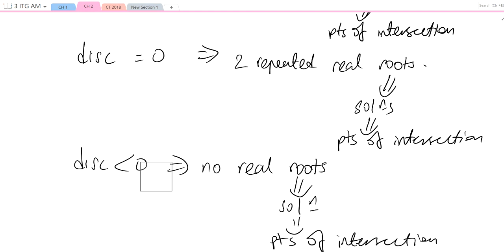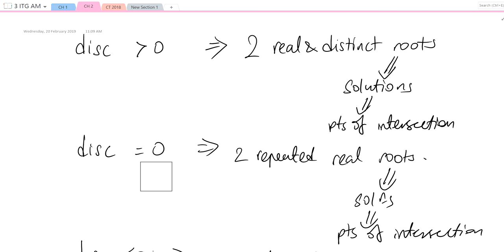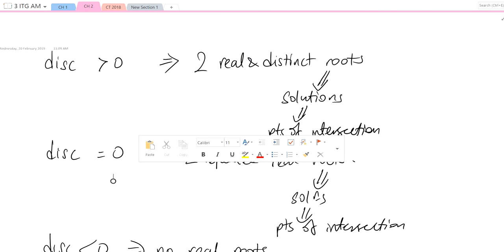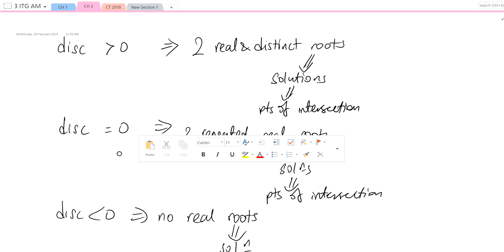Okay, why do I want to write all this down? Take a look at the first case, where we have two real and distinct roots. I want silence before I continue. So two real and distinct roots, meaning two solutions.